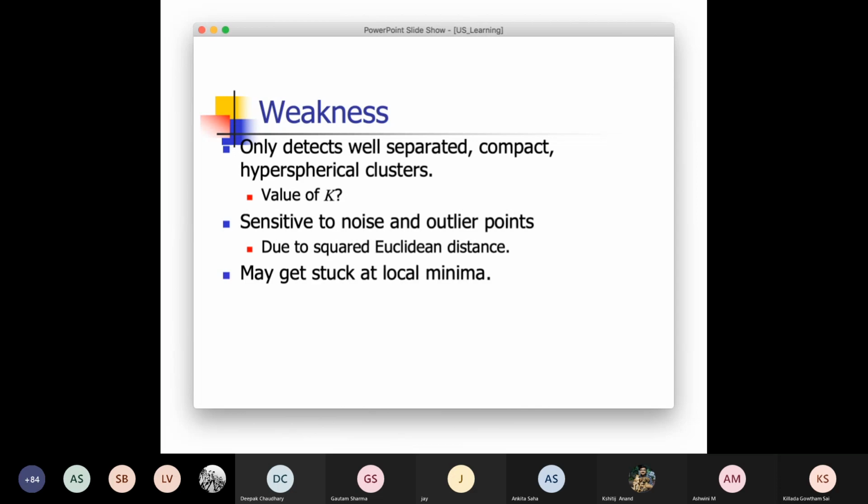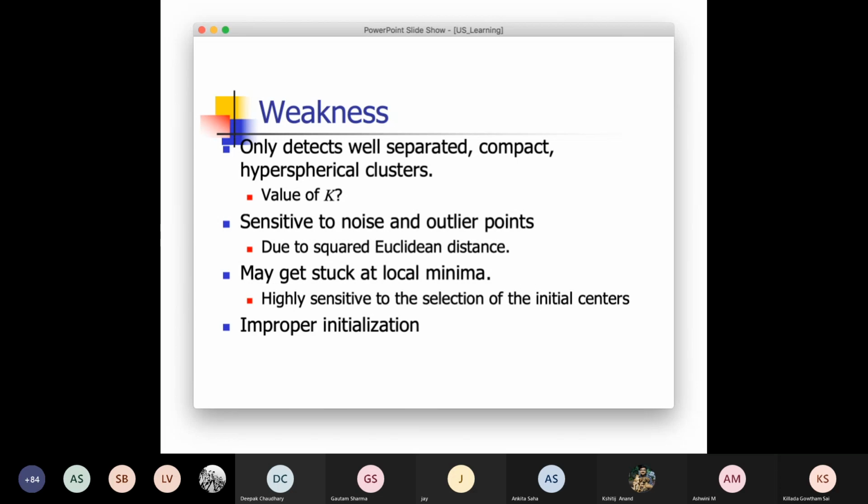Of course, you understand that you can get a local minima, though the function in that case may not always be convex. So it is highly sensitive to the selection of the initial centers and improper initialization. So initialization sensitivity is there. If you have improper initializations, you may not get a good result. You may get empty clusters. So some of the clusters may be empty.